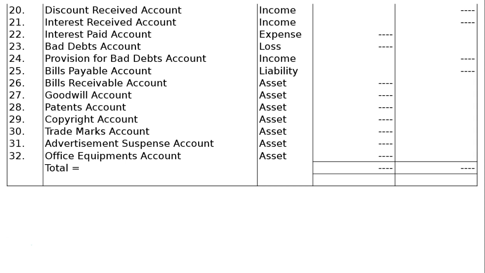If there is any difference in any side, that will be filled up by writing suspense account either in the debit column or in the credit column. If it is written in the debit column, it is a debit suspense account. If it is shown in the credit column, it is a credit suspense account, and this is the final explanation.